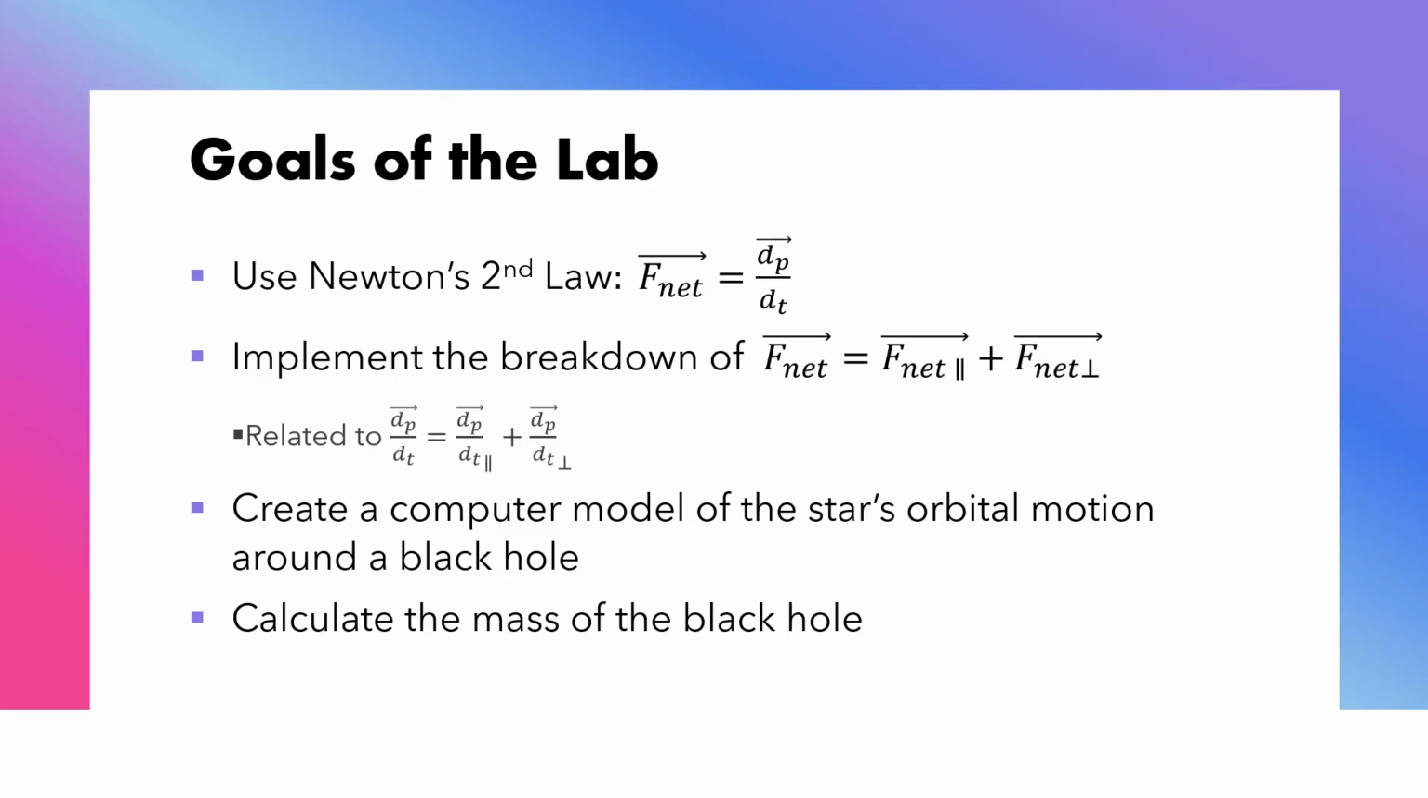Since, according to Newton's law and derivatives, F-net equals dp/dt, I will use the relationship dp/dt equals dp/dt parallel plus dp/dt perpendicular in my model and calculations. I will also create a computer model in GlowScript of the orbital motion of a star around a black hole and use the information from the model to calculate the mass of the black hole.